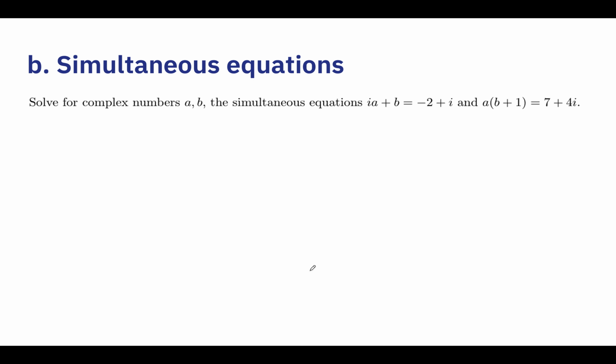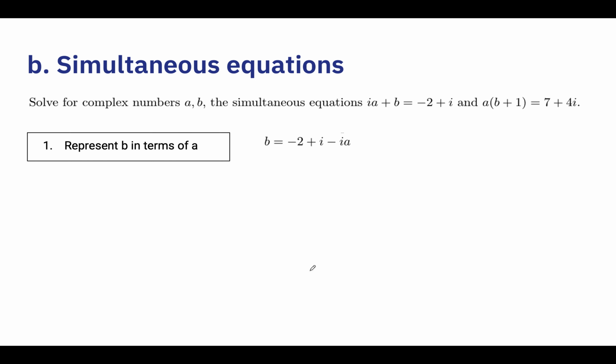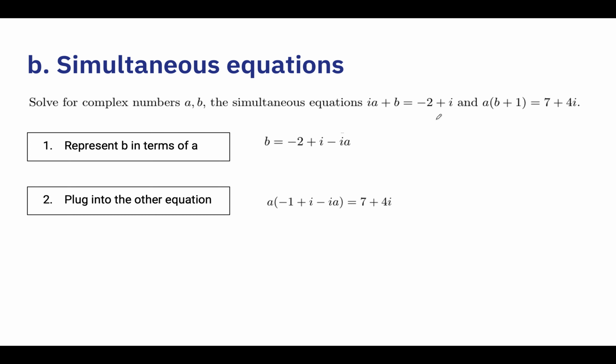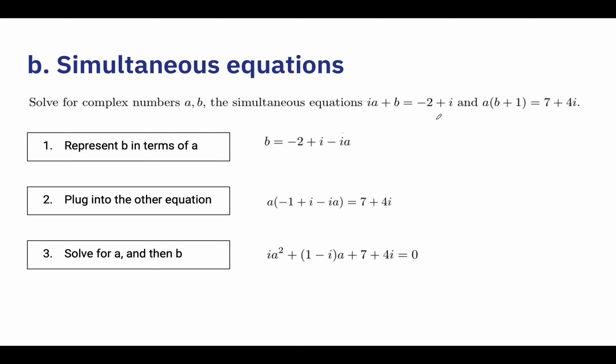A basic example would look like so. Solve for complex numbers a, b, the simultaneous equations ia plus b equals minus 2 plus i, and a multiplied by (b plus 1) equals 7 plus 4i. Keep in mind a and b here are complex numbers. First, we want to represent b in terms of a, and we can do this very easily using the first equation. Once we do this, we can substitute it into equation 2, and then we do some simplifications. Now we have an equation in terms of a only.